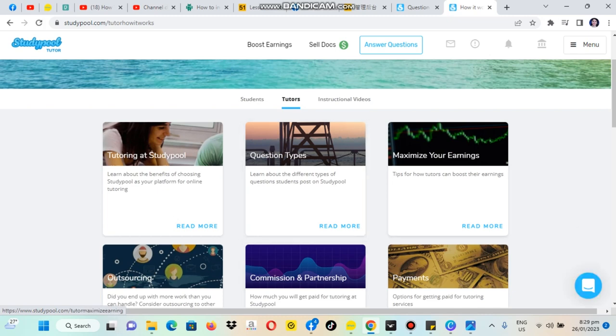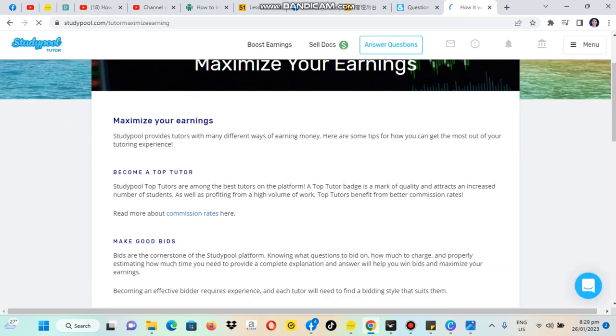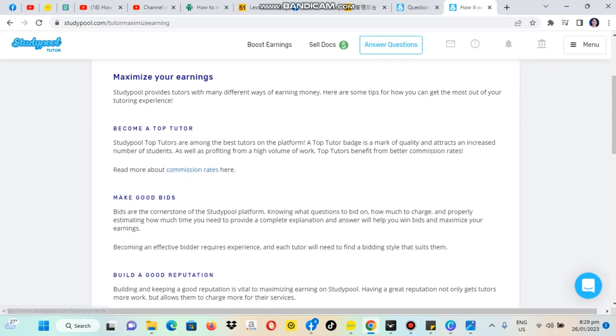So, the question types and how to maximize earnings. Studypool provides tutors with many different ways of earning money. Here are some tips for how you can get the most out of your tutoring experience. Studypool top tutors are among the best tutors on the platform. A top tutor badge is a mark of quality and attracts an increased number of students. As well as profiting from a high volume of work, top tutors benefit from better commission rates.